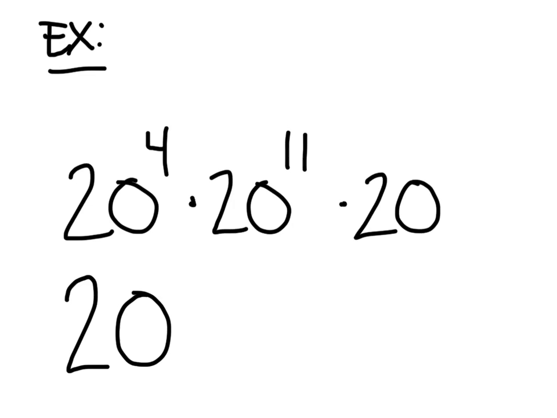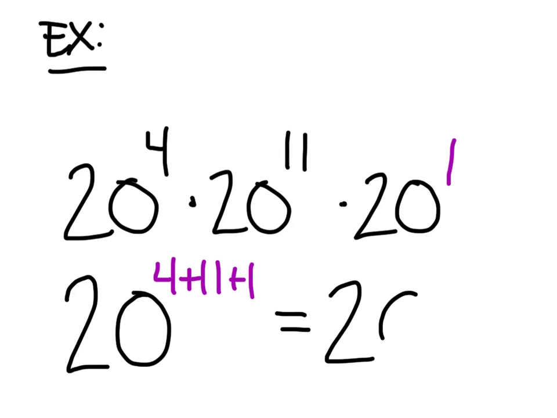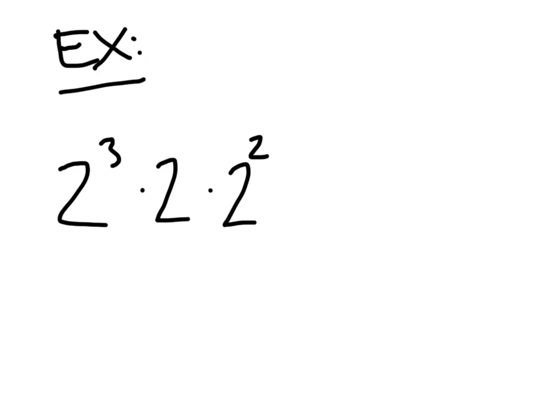How many 20s do we have? 3. So there must be a third exponent. One. Who said phantom 1? That's very good, William. There's a phantom 1 exponent there, okay? That's right. So as it turns out, it's 4 plus 11 plus 1, which would give you 20 to the power of 16. Bam. Just write the answer in exponents, okay?